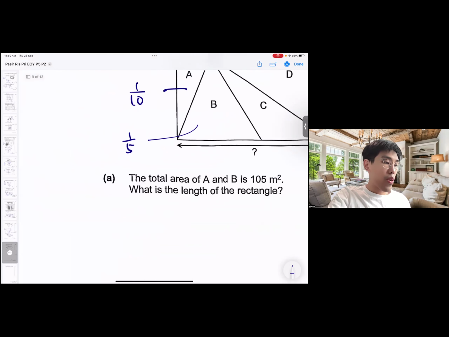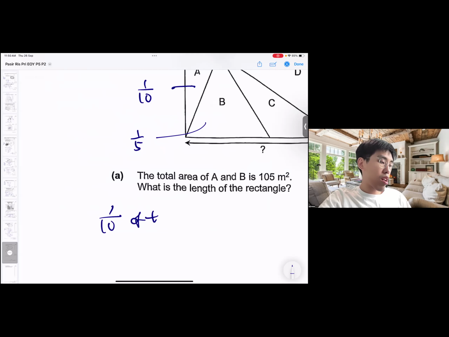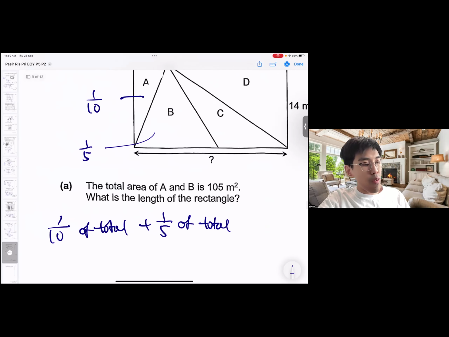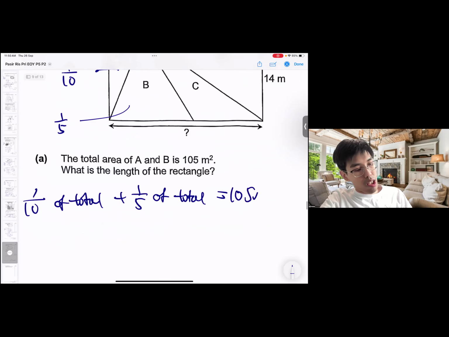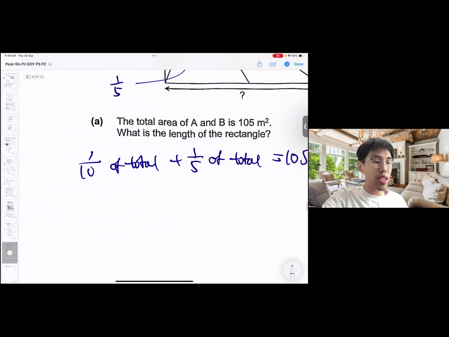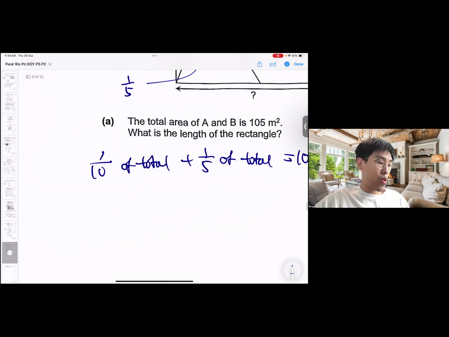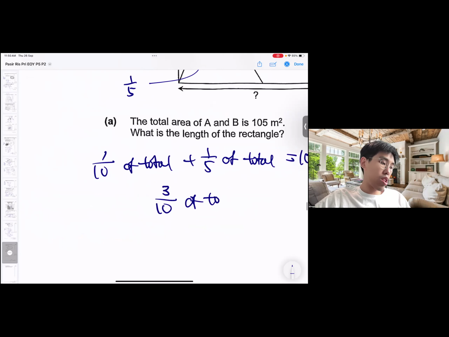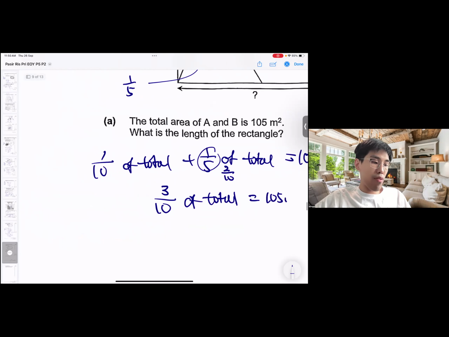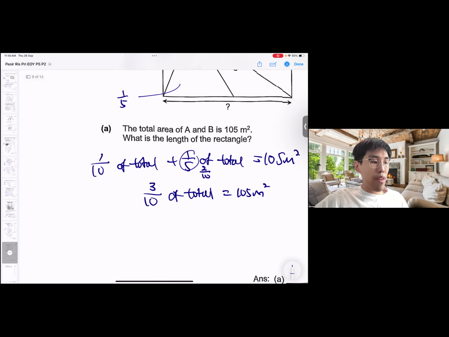Okay? So that means we can say that 1/10 of total plus 1/5 of total gives me 105. And because they are of the same quantity, they are of the same total, we can add the fractions together. So 1/10 plus 1/5, you get 3 out of 10 of the total. Because this one is actually 2 out of 10, equals 105 meter square. So can you find the length of rectangle?